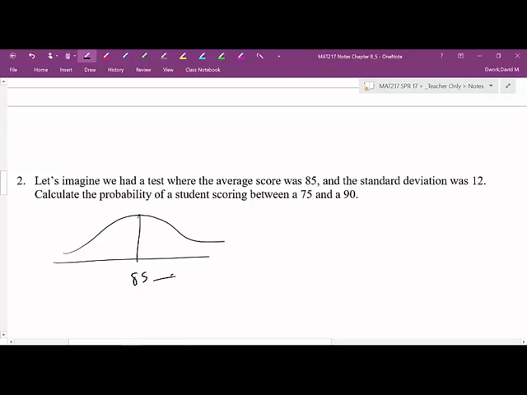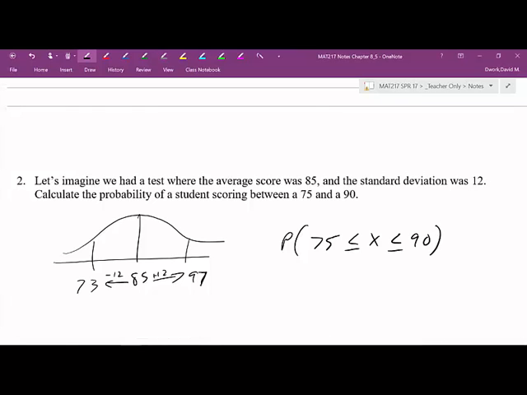And the standard deviation is still 12, so up 12, down 12. That's going to give us 85 plus 12 makes 97, down 12 makes 73, right? Calculate the probability of a score being somewhere between 75 and 90. Well, I don't have a nice value to plug in there. It's not a 1 and a negative 1, is it?